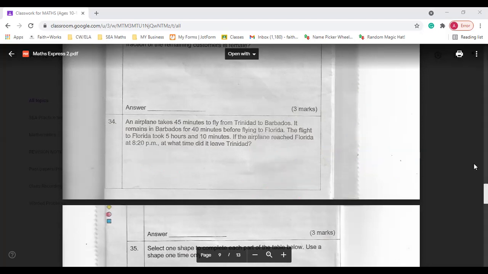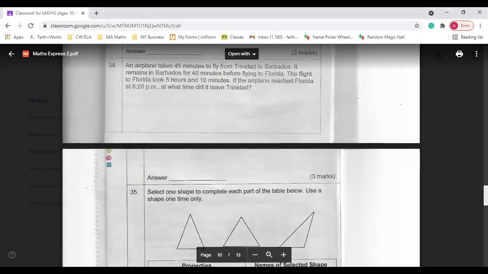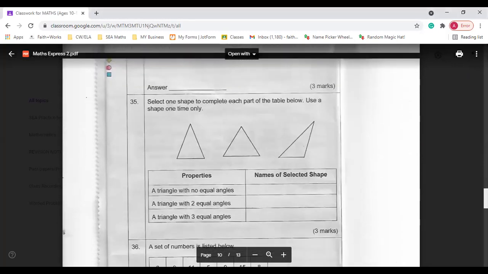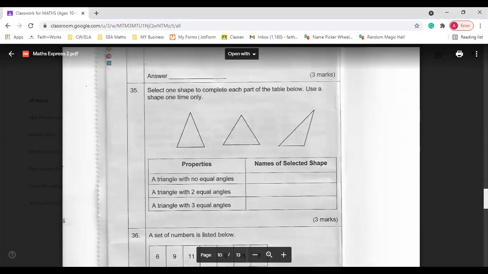All right, that's clear. Let's go to number 35 now. Select one shape to complete each part of the table below. So we have properties on the one side, and we have name of the selected shape. So we have 3 different types of triangles there. So we need to figure out which triangle fits into where. A triangle with no equal sides. That's this one here.